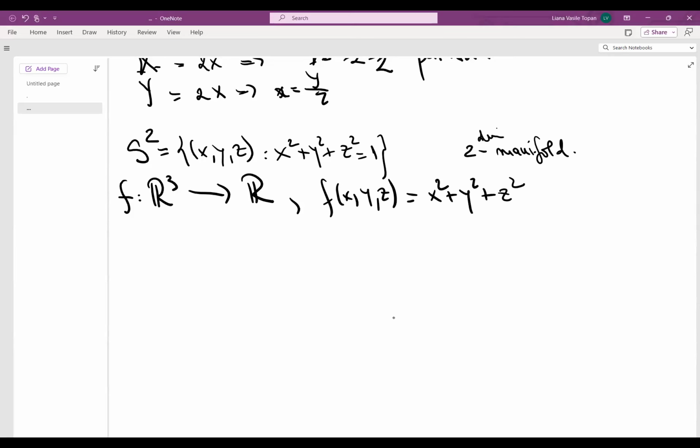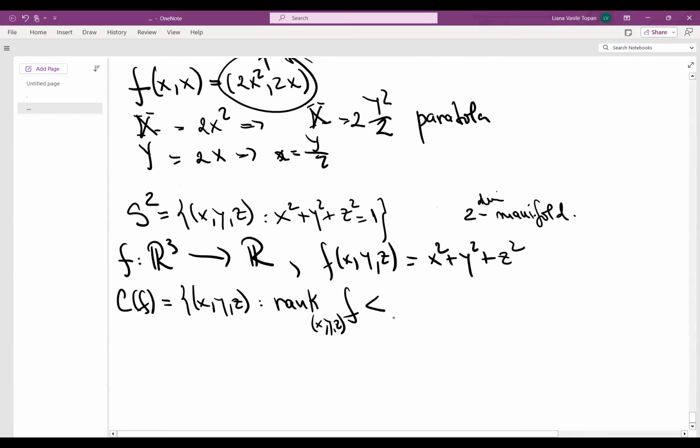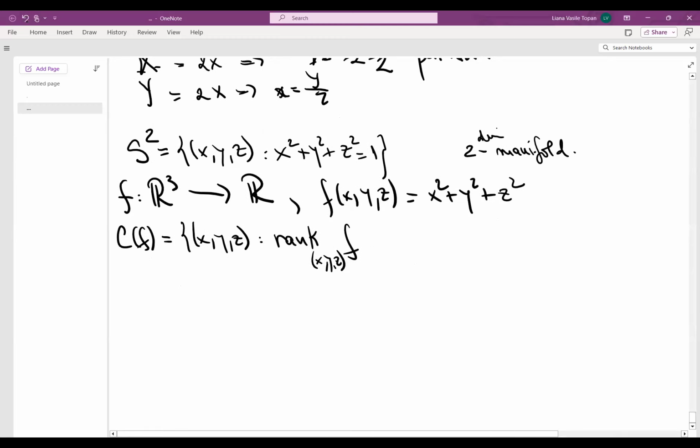Okay, something like that. Well, we would like to find the critical value. We'd like to find the regular value. So for this, let's start by computing the critical points of f. So the critical points of f are what? All triples x, y, z for which the rank of the function f at x, y, z is strictly less than the minimum between the dimension of the domain, which is 3, and the dimension of the codomain, which is 1. So strictly less, so the minimum between these two is 1.